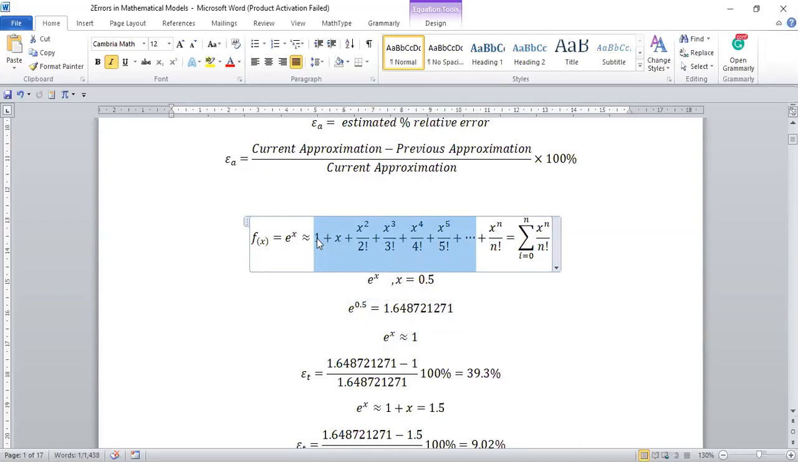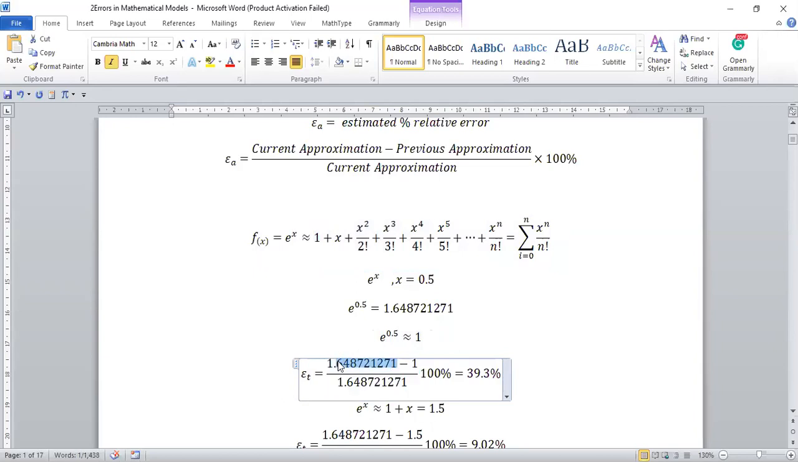If we use just the first value only, the exponential of 0.5 is just 1. We are simply using the first value. This is the approximation, and this is the true value, since we know that the exponential of 0.5 is this. So our error is 39.3.